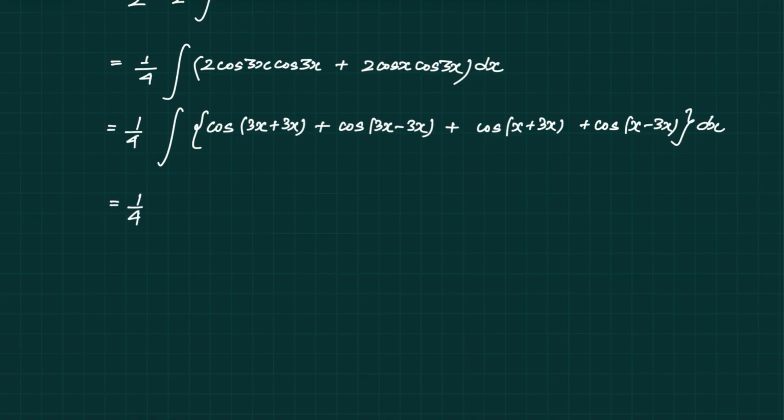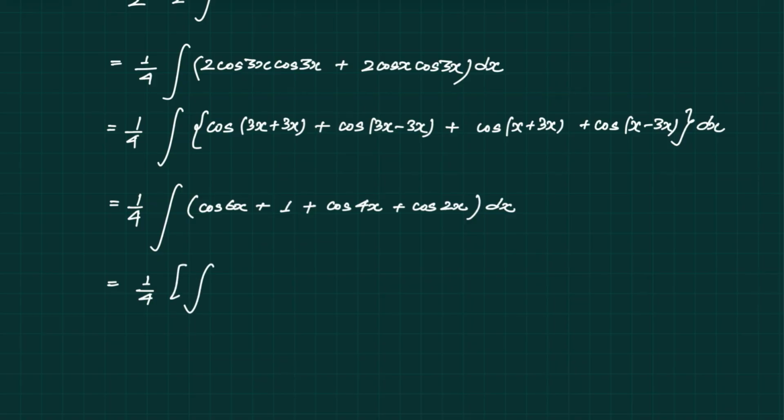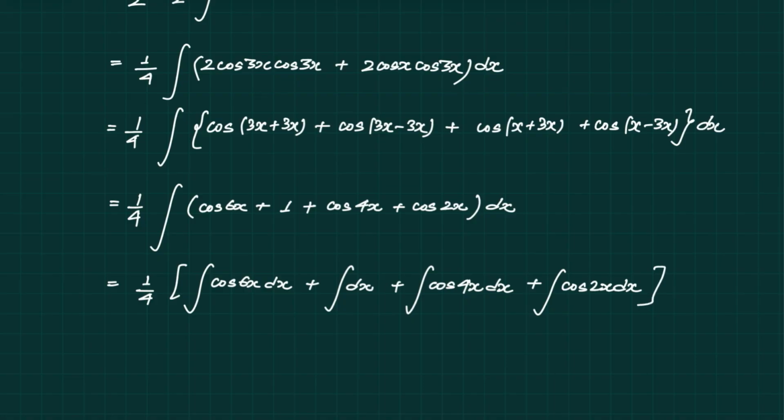So this equals 1 by 4 integration of cos 6x plus cos of 3x minus 3x, which is cos 0, and cos 0 is 1, plus cos of x plus 3x, which is 4x, plus cos of x minus 3x, which is minus 2x, but cos of minus 2x is simply cos 2x only, dx. Now let us separate the integration. Then we will have integration of cos 6x dx plus integration of 1 dx plus integration of cos 4x dx plus integration of cos 2x dx equals 1 over 4.